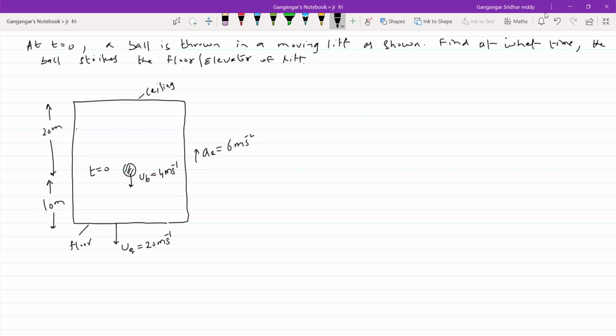Okay, carry on the problem. Find at what time the ball strikes the floor or elevator. That one. So strikes.